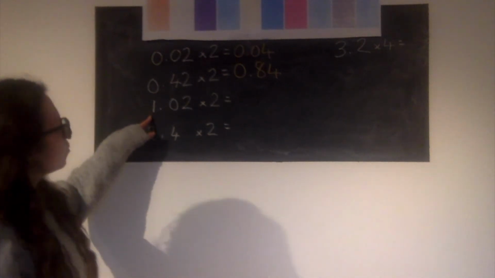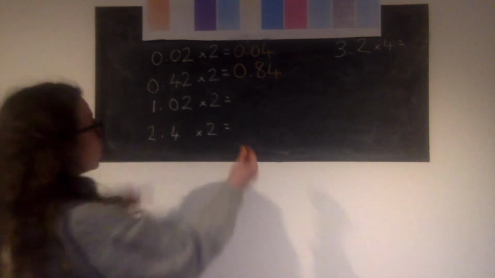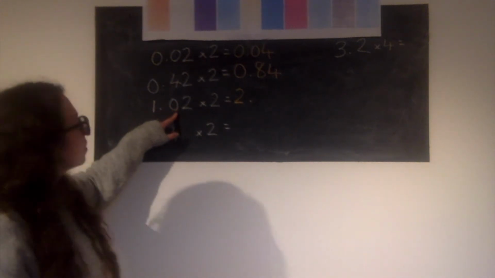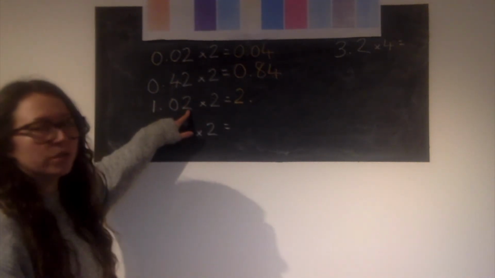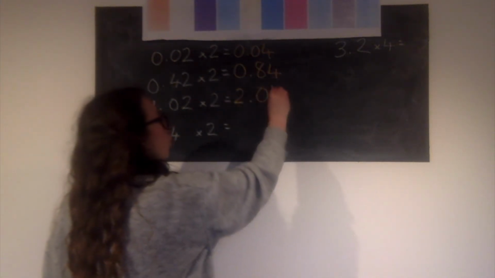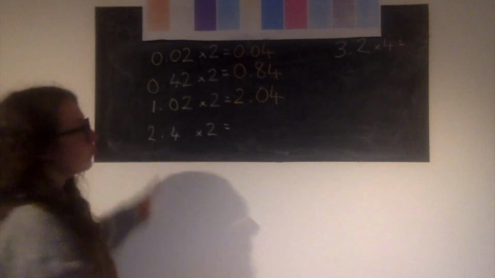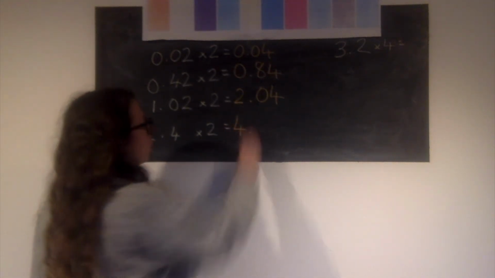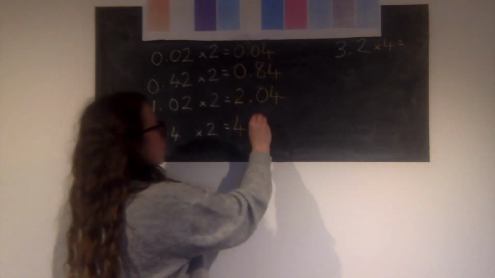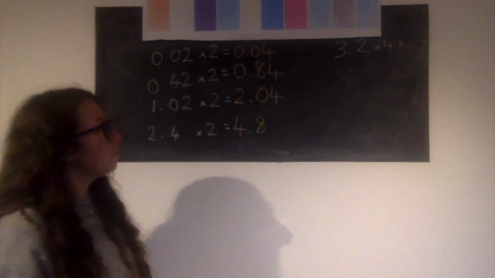So that's 0.84. The next one is slightly different because I've got a whole number. So let's think about it. 2 lots of my whole number gives me 2. Then remember to put in your decimal point. I've got no tenths, but I've got 2 lots of 2 hundredths. So I've got no tenths, 2 lots of 2 hundredths gives us 4 hundredths. The next one, so again I've got a whole number, so 2 lots of 2 we know is 4 wholes, so 4 wholes, then my decimal point. And then 2 lots of 4 tenths. Well, 2 lots of 4 tenths is 8 tenths, so it's 4.8.